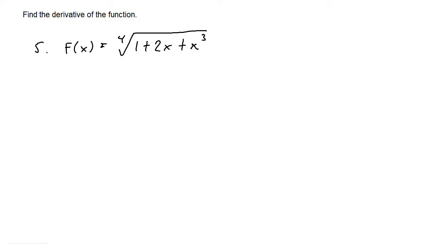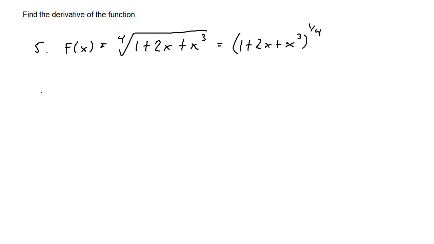Now for number 5, we have f of x equals the 4th root of 1 plus 2x plus x cubed. Now the very first thing I would do, if there's a root, I'm going to try to put it as a power, or raise it as an exponent. So I can go ahead and rewrite this as 1 plus 2x plus x cubed to the 1/4 power. It's the same thing as the 4th root. So now we have an inner function raised to a power, which is the outer function, so we can combine the power rule with the chain rule.